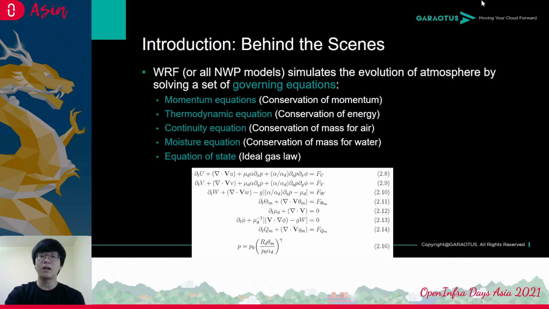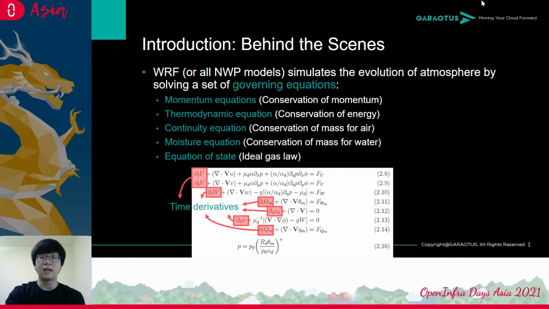Then you might wonder, how does the WRF model simulate the evolution of the atmosphere? What is it actually doing behind the scenes? The WRF model simulates the evolution of the atmosphere by solving a set of governing equations based on physics. The governing equations include momentum equations based on conservation of momentum, thermodynamic equation based on conservation of energy, continuity equation based on conservation of mass for dry air, moisture equation based on conservation of mass for water, equation of state based on ideal gas law.